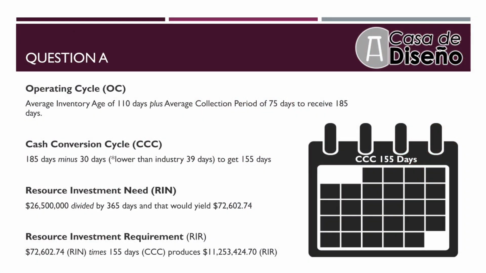Options and give a recommendation for Teresa Leal to see if she should offer the cash discount for the progress of Casa de Deseno. To figure the operating cycle, we have to look at the average inventory age of 110 days and the average collection period of 75 days to receive 185 days.